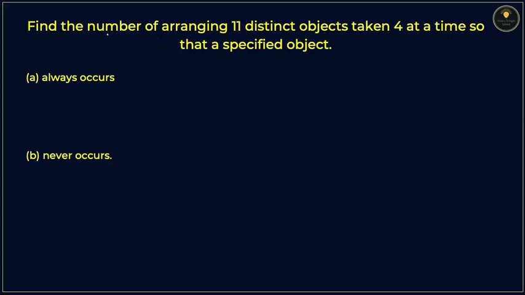In this problem, we have to find the number of ways of arranging 11 distinct objects taken 4 at a time so that a specific object always occurs. So we have 4 places and we have to fill these 4 places with 11 distinct objects. It is also given that one object is always occurring. So we will write this as the first place that we are having, then we can take the cases that are equal to 10, 9 and 8.